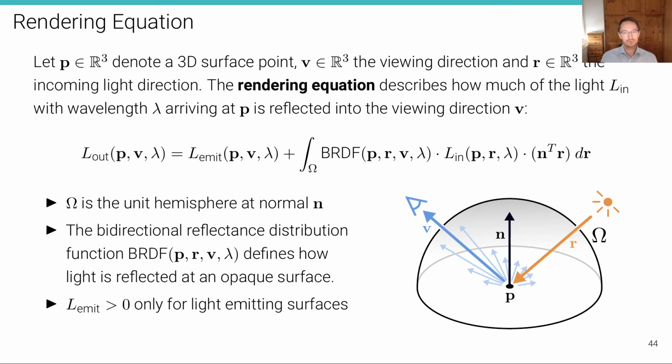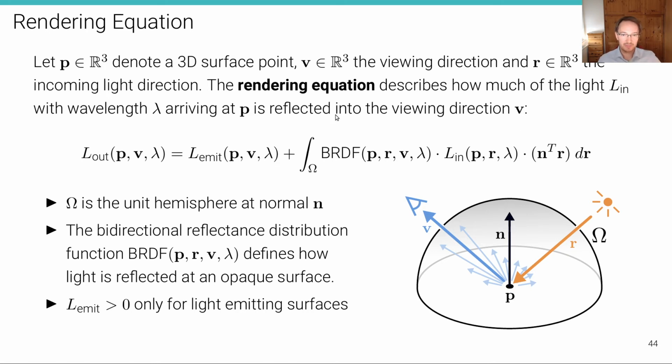In order to model the process of how light reflects from a surface, the rendering equation is used as a mathematical tool to define this process precisely. And this is one of the most basic equations that you will learn about when you take a computer graphics course.